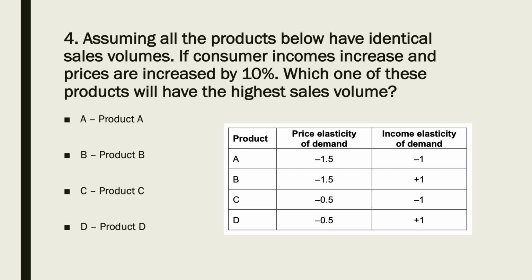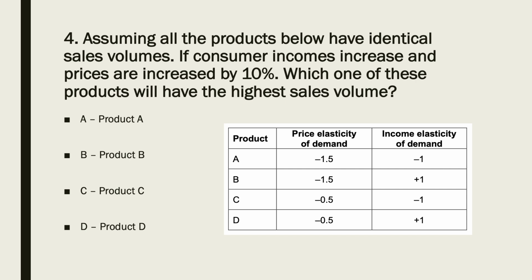Okay, so for this question, we can see that consumer incomes have increased. That's to do with income elasticity of demand. If they have increased, then you'd hope you'd have a positive income elasticity of demand. So that eliminates A and it eliminates C. So it has to be B or D.